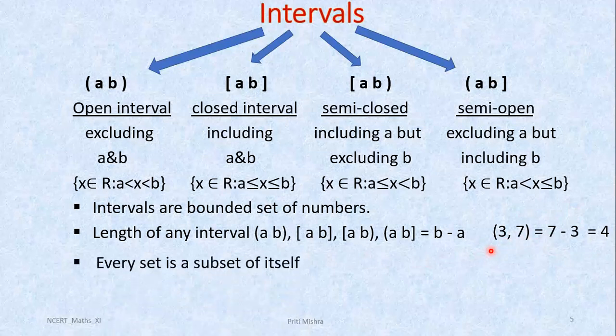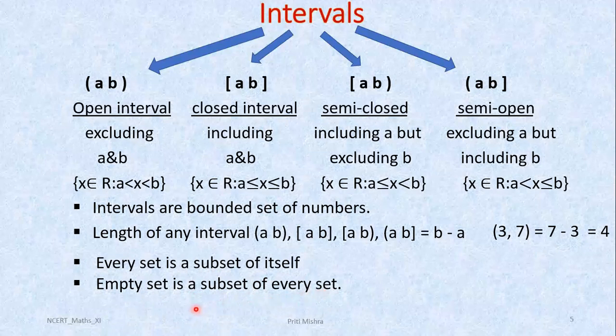Now next we have a few important results of subsets. Every set is a subset of itself, because two equal sets are subsets of each other. That's why every set can be said to be a subset of itself. Then the empty set is a subset of every set. Yes, because we are not able to find any element in the empty set on the basis of which we can say it is not a subset of a particular set.